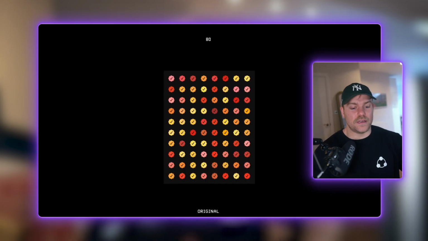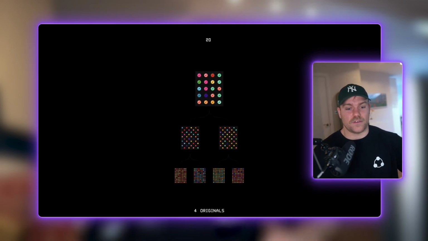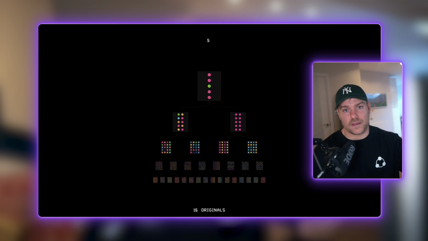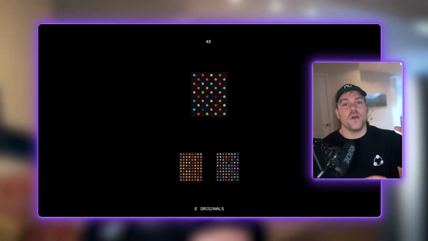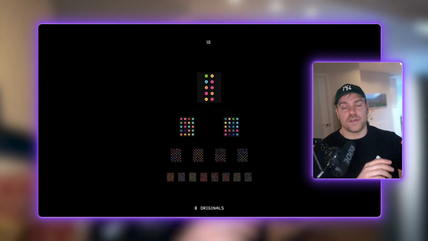To understand what he did here, we just need to briefly understand the check system. So when you mint a check NFT, you basically get 80 of these verified check marks within your overall NFT.